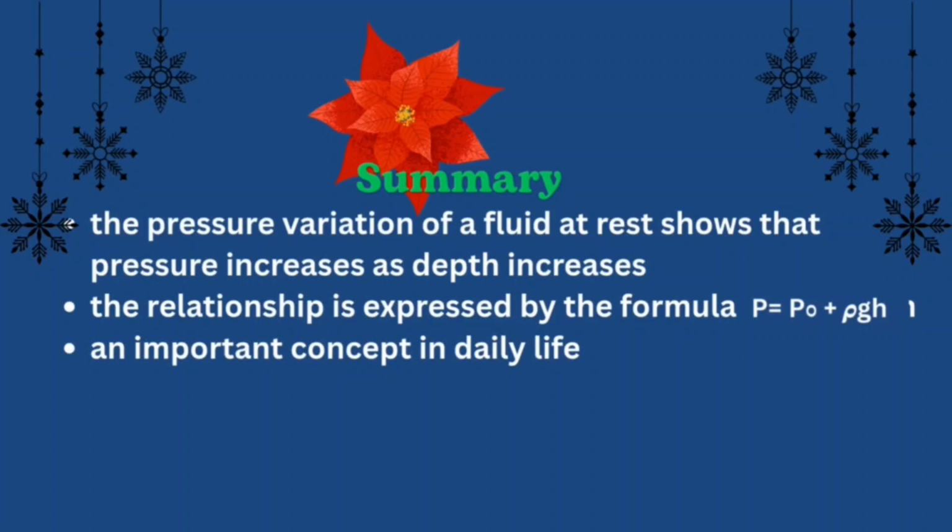So to summarize it all, the pressure variation of a fluid at rest shows that the pressure increases as depth increases. This happens because the deeper you go, the more fluid there is above that point, and its weight pushes you down, creating greater pressure. So the relationship is expressed by the formula P is equal to P0 plus rho gH, which tells us that the pressure depends on the surface pressure, the fluid's density, gravity, and the depth.